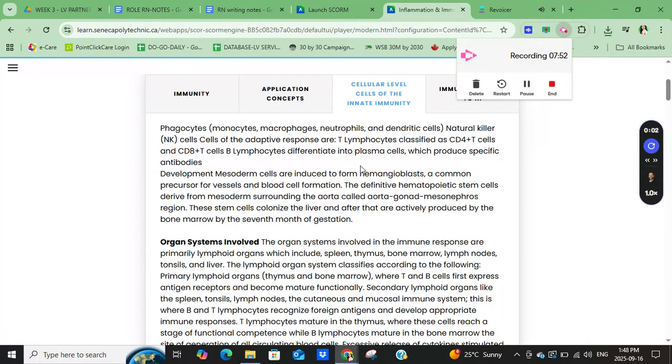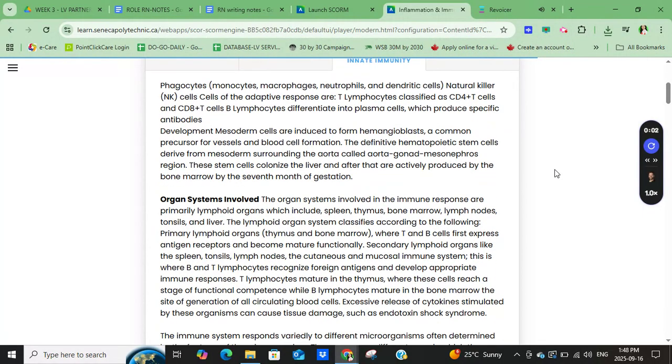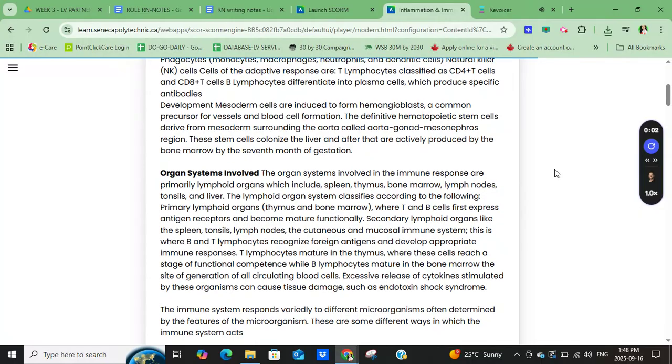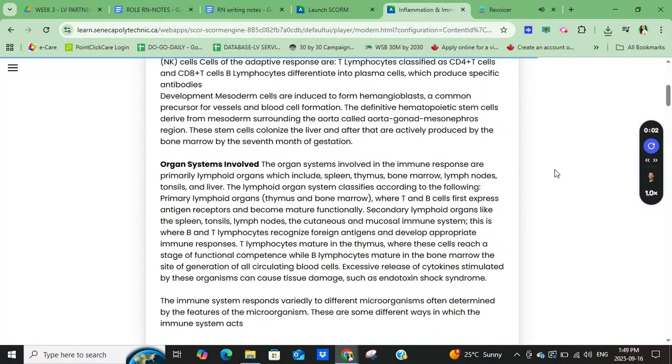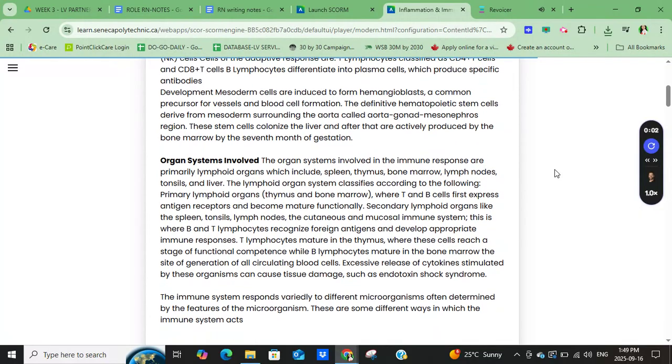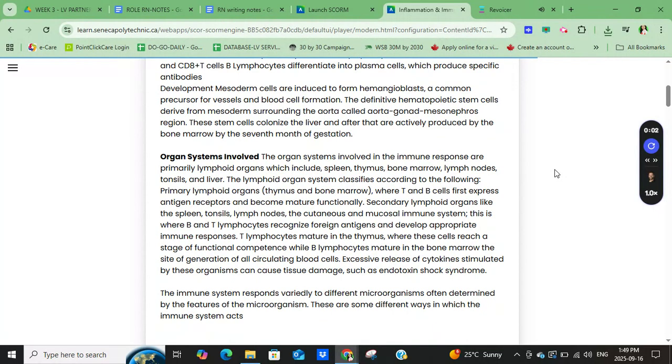Application concepts, cellular level. Cells of the innate immunity, immune response to phagocytes: monocytes, macrophages, neutrophils, and dendritic cells, natural killer (NK) cells. Cells of the adaptive response are T lymphocytes, classified as CD4+ T cells and CD8+ T cells. B lymphocytes differentiate into plasma cells, which produce specific antibodies.